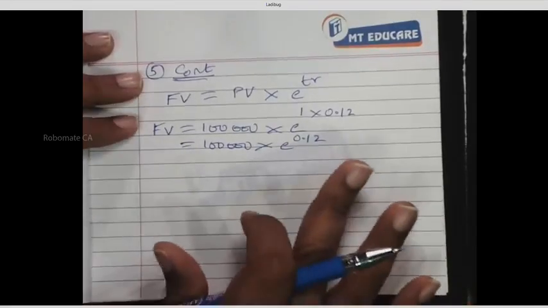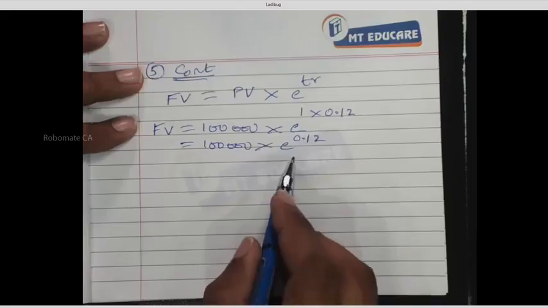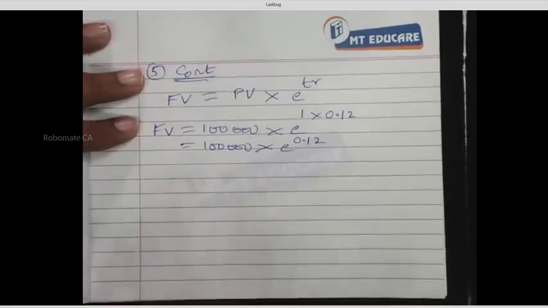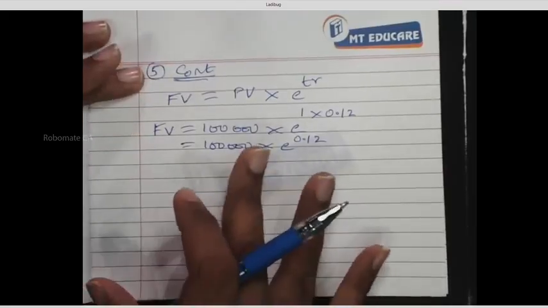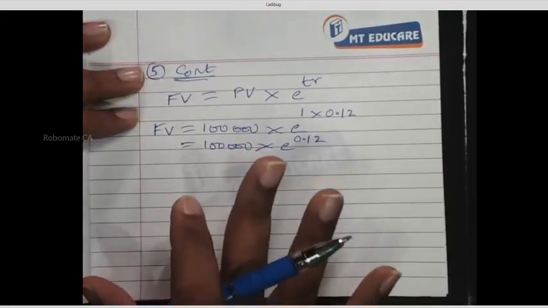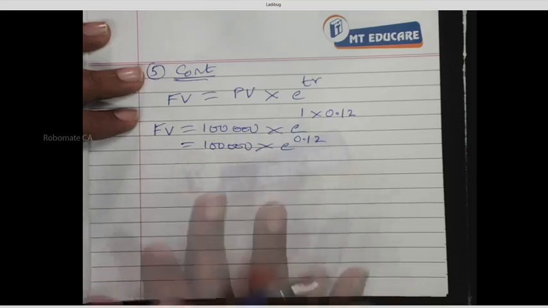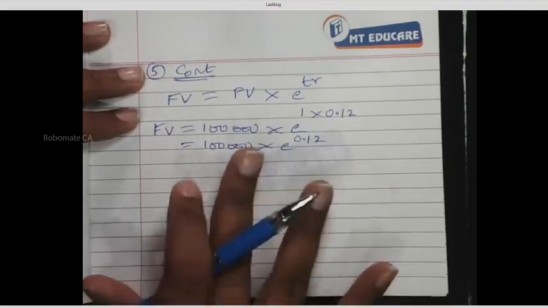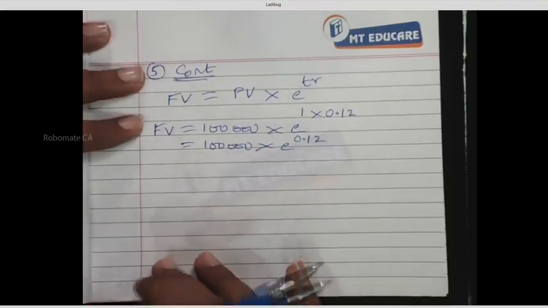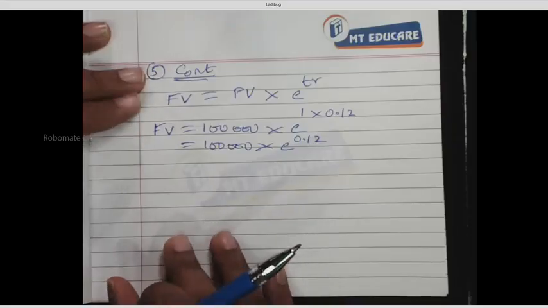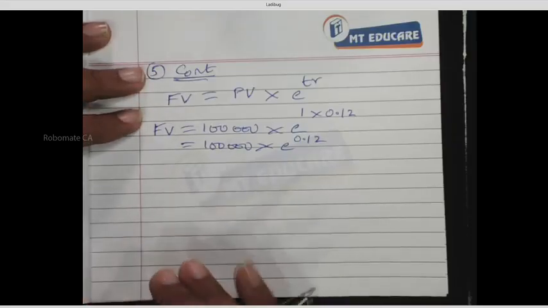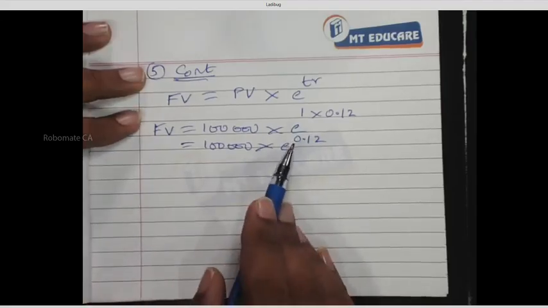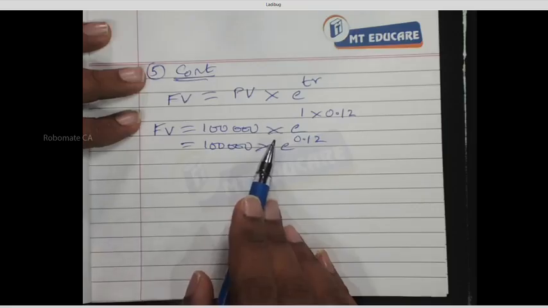Now, up to this formula, are you following? How to calculate e power 0.12 is the next issue. But before that, tell me, normally what is the compound interest formula? Future value is equal to present value into (1 plus r) power n. As long as you don't compound continuously, you compound annually, half yearly, etc. If you want to compound continuously, can you tell me the formula? Future value is equal to present value into e power tr, where r is the rate of interest per annum and t is expressed always in years.